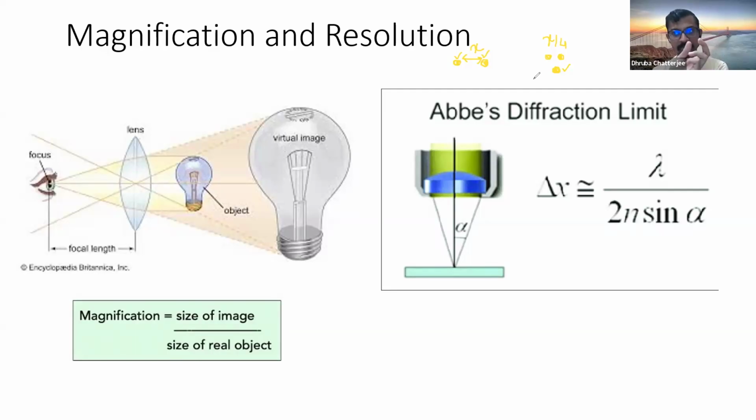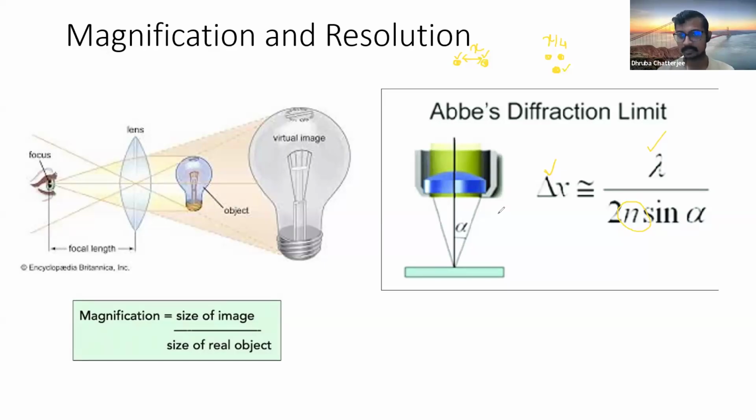Beyond a certain distance, you will not be capable of distinguishing them or seeing them as different objects. You will be seeing them as a single object. So that is beyond your resolution capabilities. That distance is what is being represented here as delta x. It depends on several factors. For example, it is directly proportional to the wavelength of light and inversely proportional to several different parameters. For example, the refractive index of the optical medium between the objective lens and the sample.